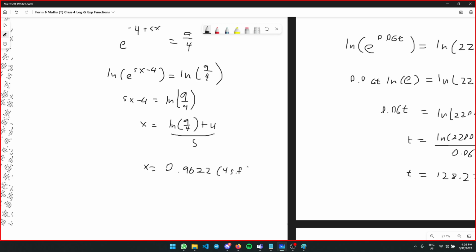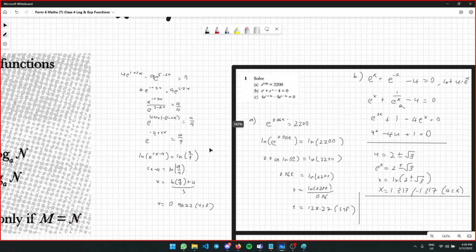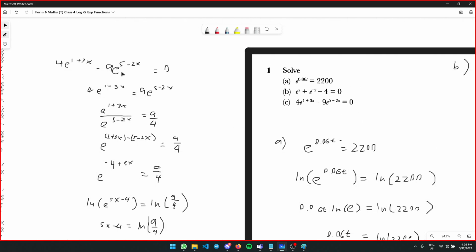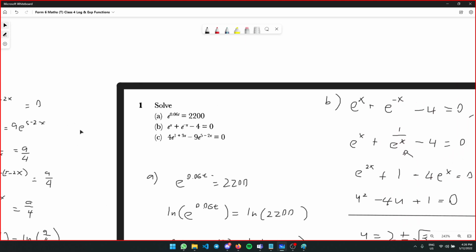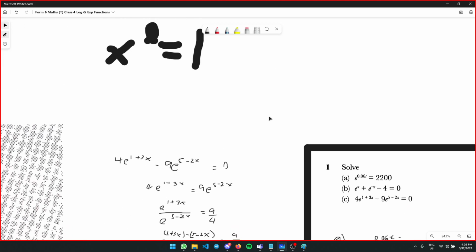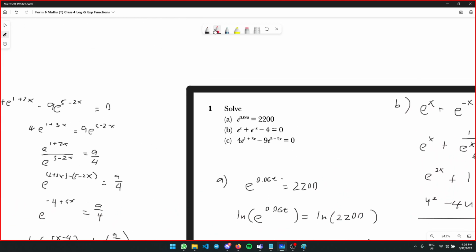This is how you usually deal with an unknown variable in the power of e. It doesn't have to be e. You can always swap out any base. Let's say it's 2 to the power of 4x. You can just use the log of 2. It's the same process. You can just use the log of 2 on both sides.